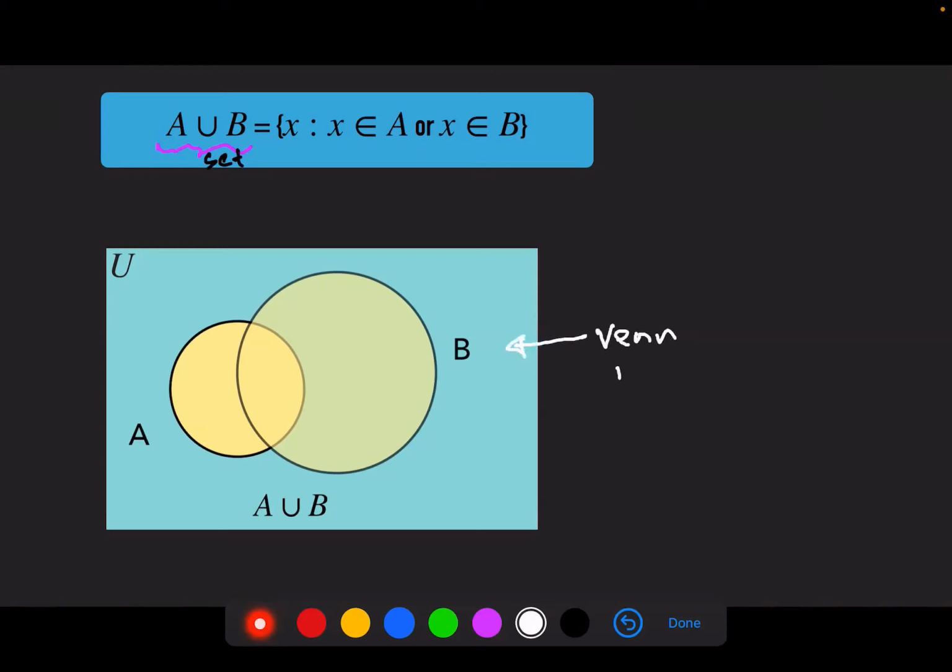This is a Venn diagram. So you have this rectangle. This rectangle is used to represent a universal set, U. And then these two sets, A and B, are part of the universal set. Here we have only a diagram. There is a circle, and that circle can mean anything.